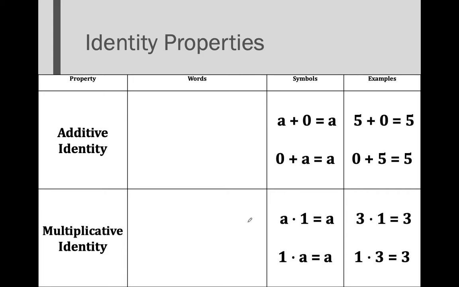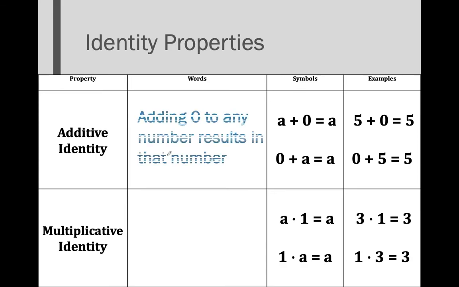Okay, the last few properties are common sense, things you already know, but they're just things that you can use to benefit and help you solve problems in everyday math. So the first one is the additive identity, and that just says that adding 0 to any number results in that same number. So for example, 5 plus 0 is still 5.